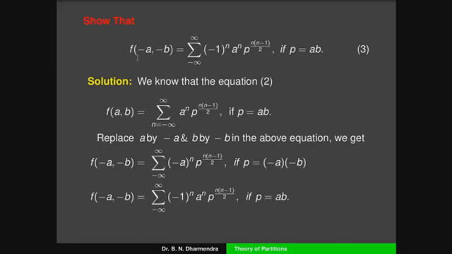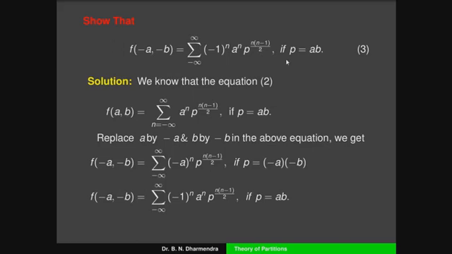And equation 3 is the result f of minus a comma minus b is equal to summation n from minus infinity to plus infinity, minus 1 to the power of n into a to the power of n into p to the power of n into n minus 1 by 2, if p is equal to a into b.